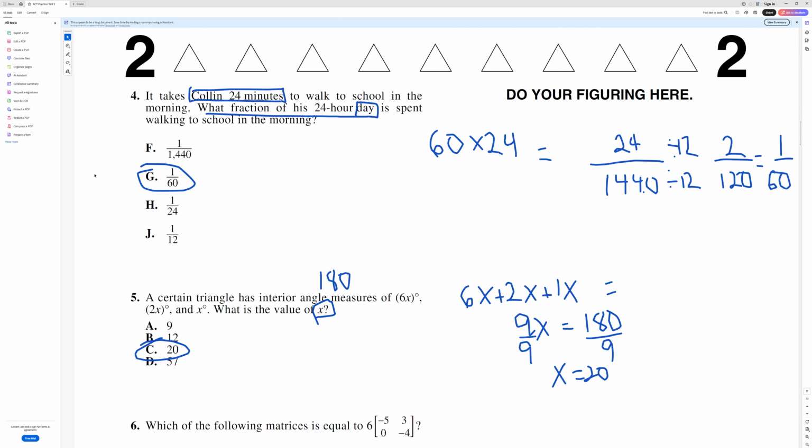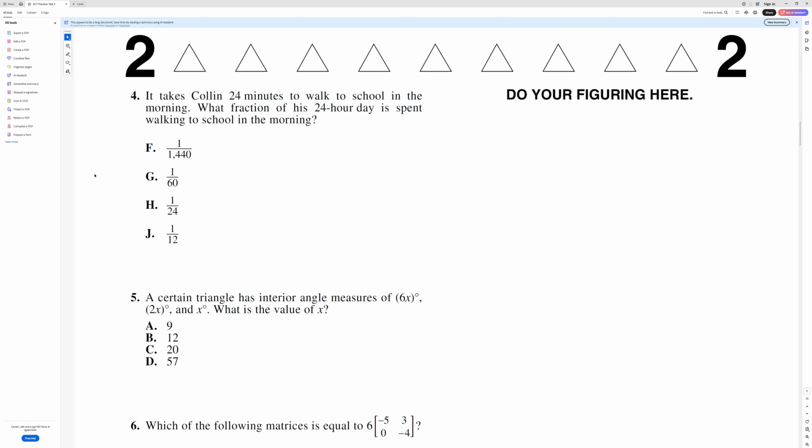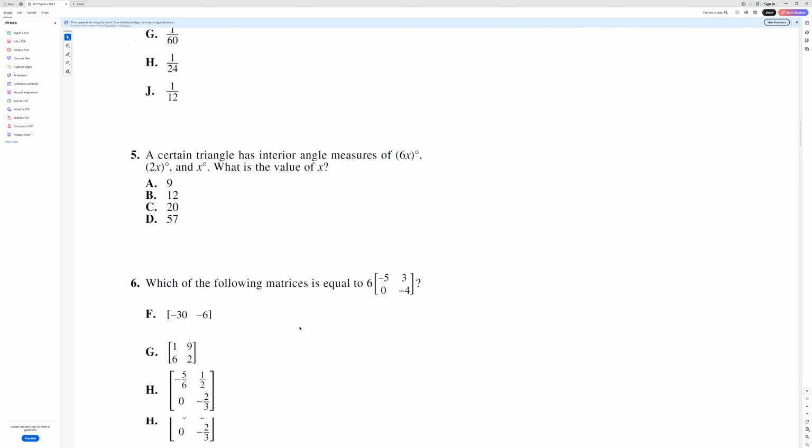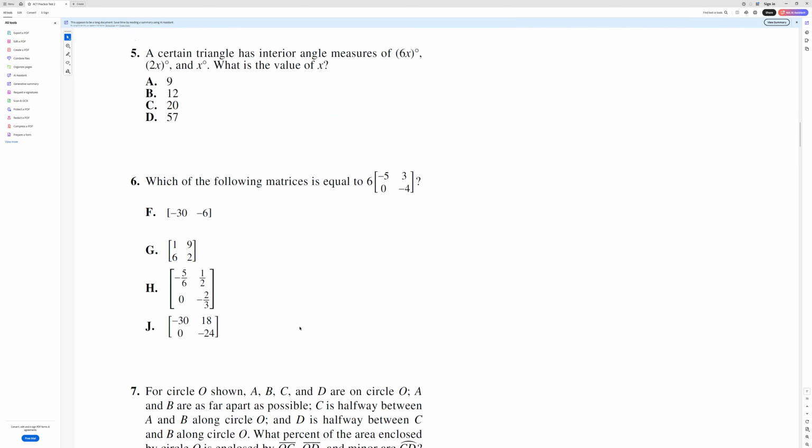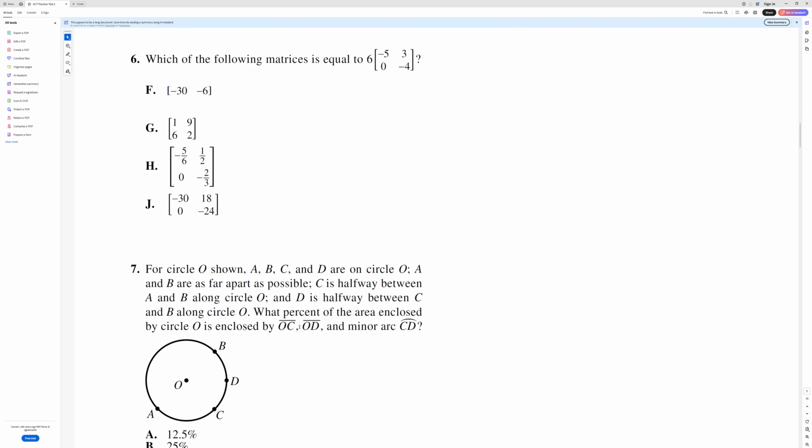Moving right along. We did 1, 2, 3, 4, and 5, just like that, and I'm going to try to cover all 45 questions, but we'll see. You don't have to watch the whole video if you feel comfortable.